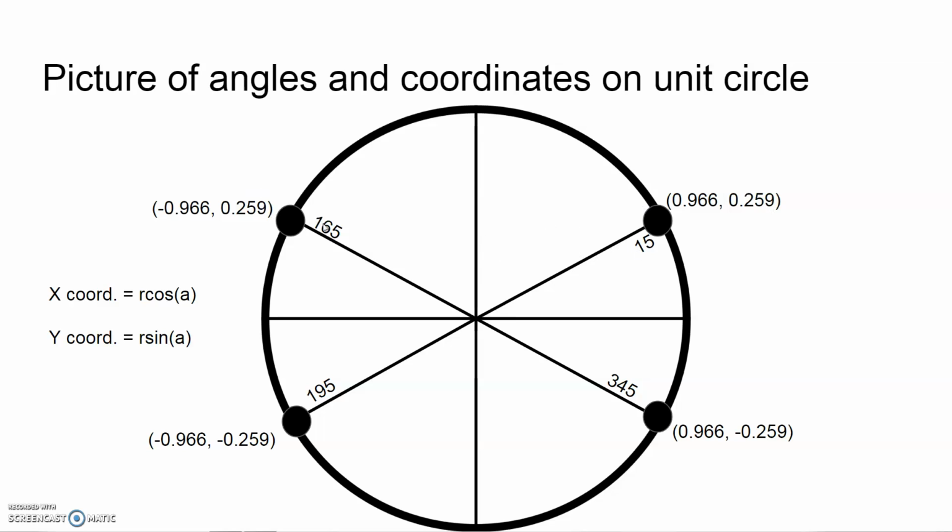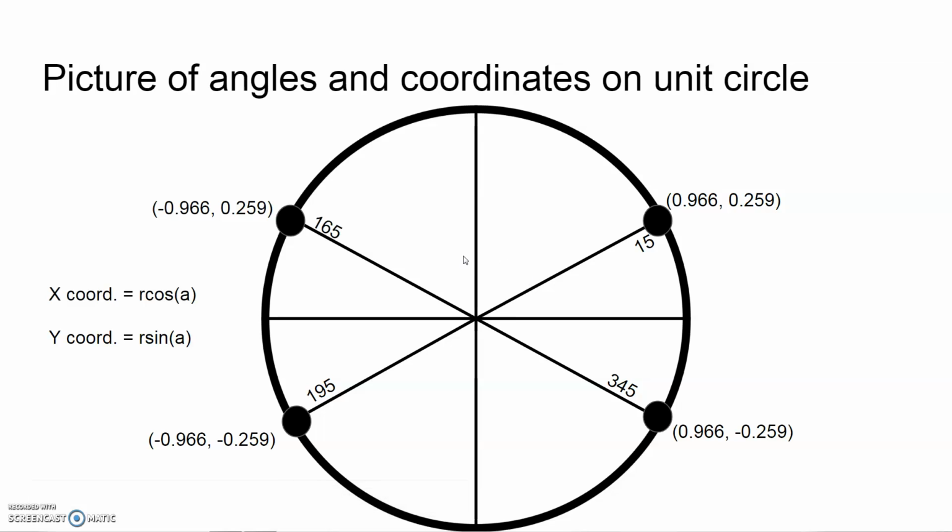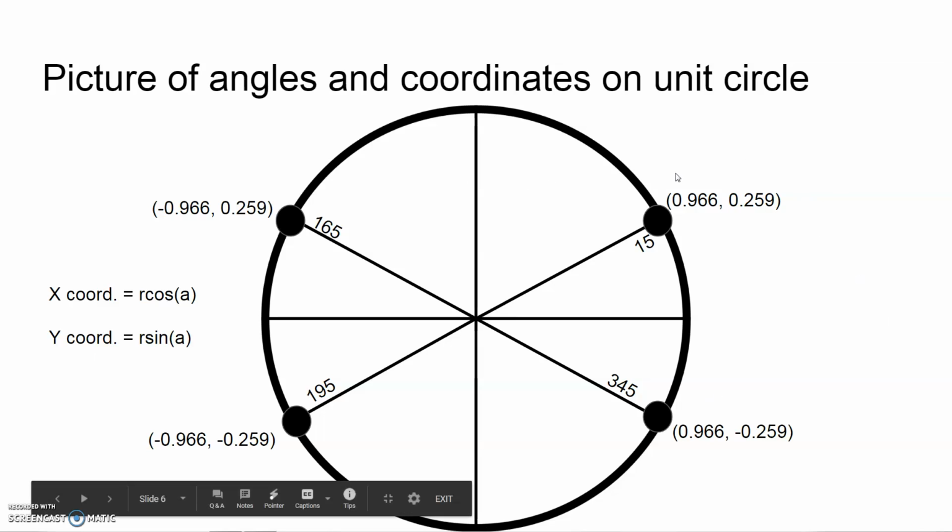Then you do the same thing with 165, so you get negative 0.966, positive 0.259, and then the same thing with 195 and 345. Reference angles help you find these points because they help you lay out which quadrant it will be in. Because in quadrant 1, both numbers are positive, but in quadrant 3, both of them are negative, and you wouldn't know that without the reference angle.